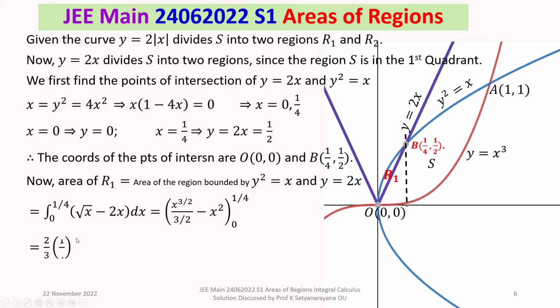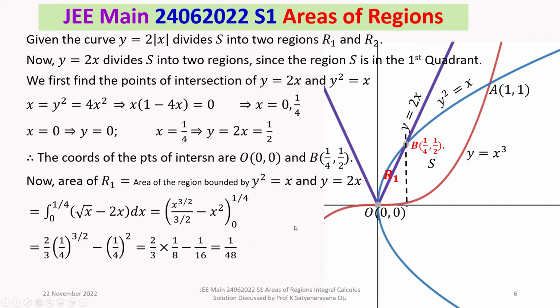Now 1 by 3/2 is 2/3, and for x to the power of 3/2, for the upper limit it is (1/4) to the power of 3/2. For the lower it is 0. Minus x², that is (1/4) whole squared. For the lower it is 0. Now 2/3 into this is 1/8, minus 1/16, that is 1/48. So the area of R1 is 1/48.